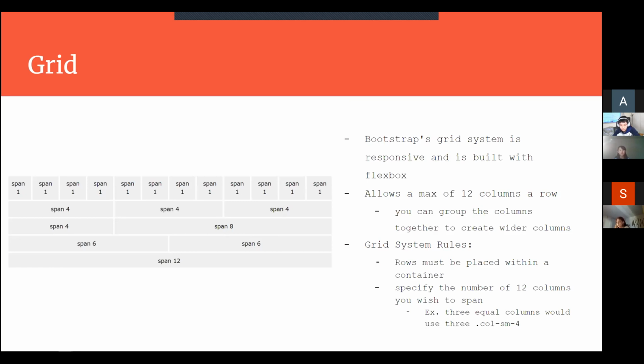There are also some rules for using the grid system. One of them is that rows must be placed within a container for proper alignment and padding. Content should be placed within columns, and grid columns are created by specifying the number of 12 available columns you want to span. So in this case, if you want to create 3 equal columns, you would use .col-4.